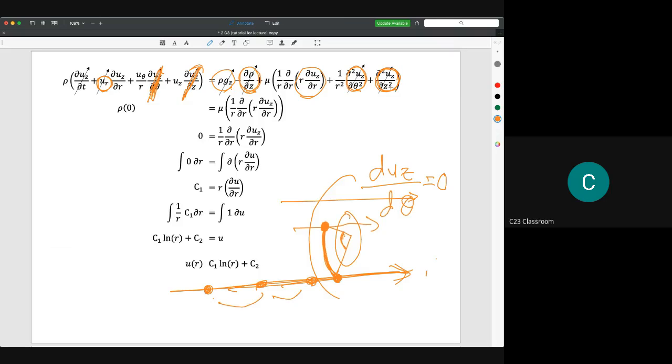So why does d uz over dr carry a value? Because it means the change of uz in terms of r. So for sure there is a possibility that this molecule and this molecule have different velocities. Okay, so I will draw a new one.